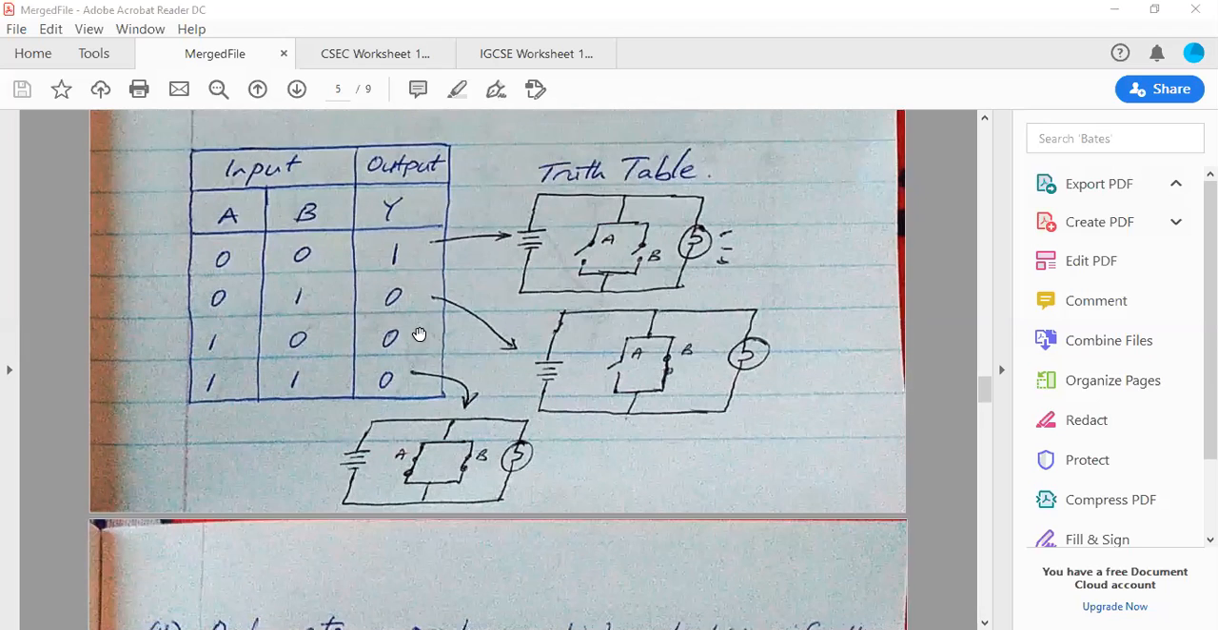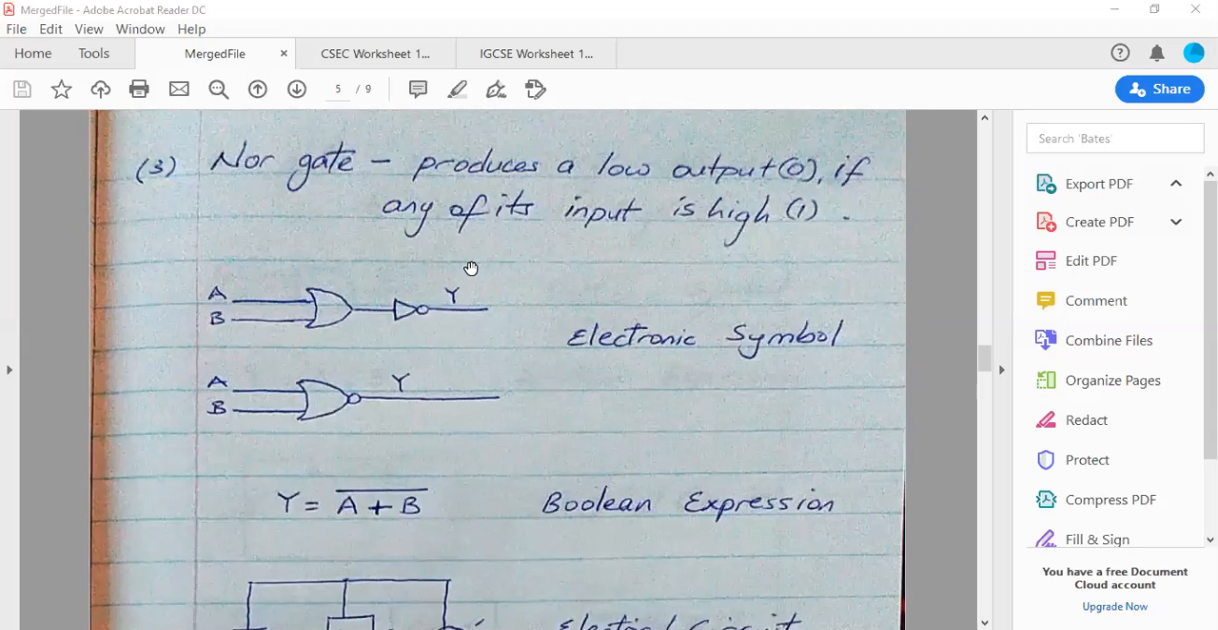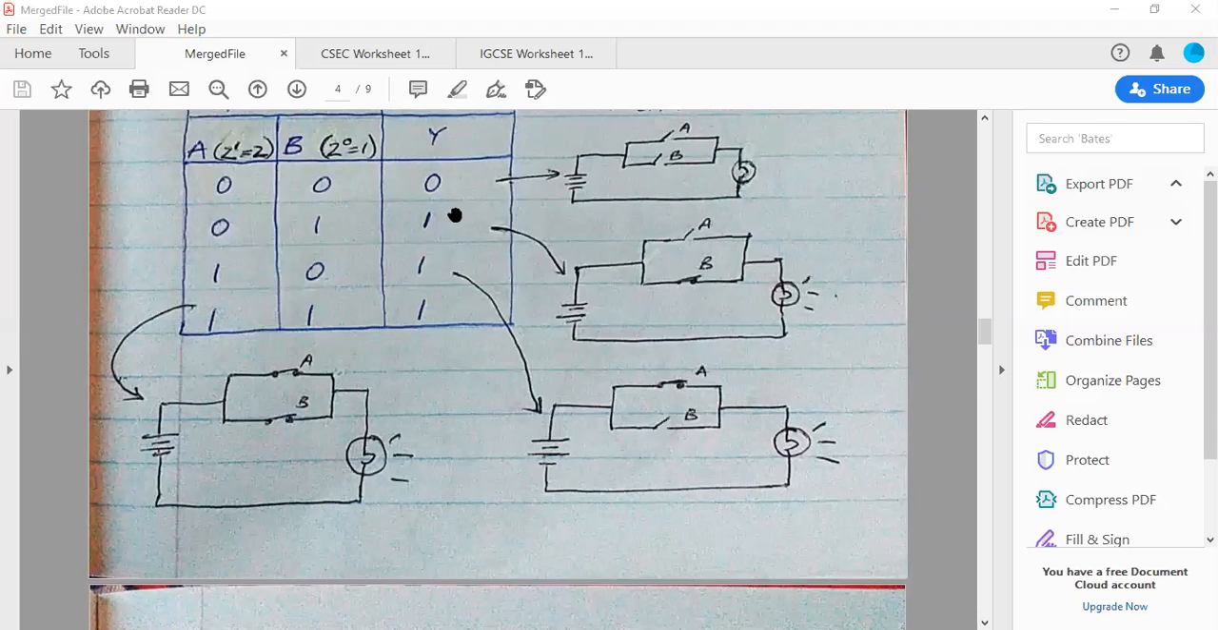This table is totally the opposite of the OR gate, which means that the NOR gate is the opposite of the OR gate. All right. Here you will see in the truth table, your layout is 1 0 0 0 for your NOR gate. For your OR gate, now it's going to be opposite. It's going to be 0 1 1 1.